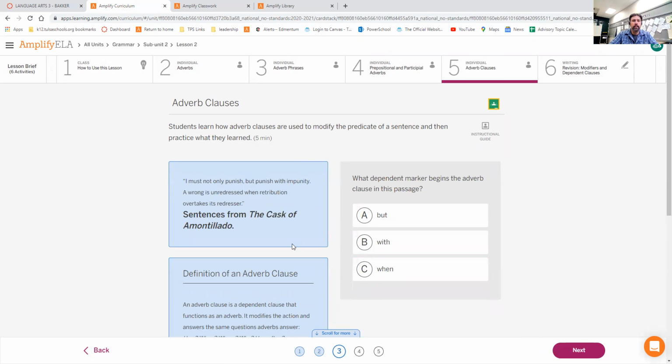Let's go to the third one: I must not only punish, but punish with impunity. A wrong is unredressed when retribution overtakes its redresser. The question they're asking here is, what marker begins the adverb clause? Again, the marker is the thing that makes it dependent upon something else. And in this case, a wrong is unredressed at what time? When retribution overtakes its redresser. When tells us the timing of that taking place.